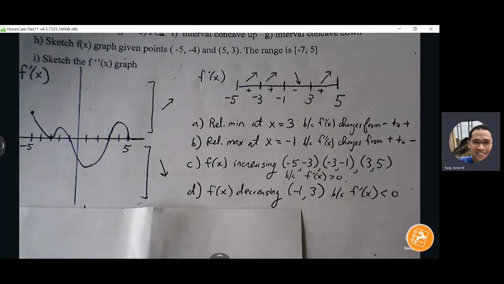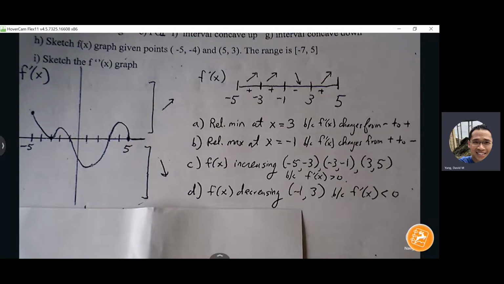Make sure you're naming your functions and providing more than just the fact that there's a sign change. For relative min and relative max, you have to specify the order of the sign change. Min is from negative to positive, and max is from positive to negative.